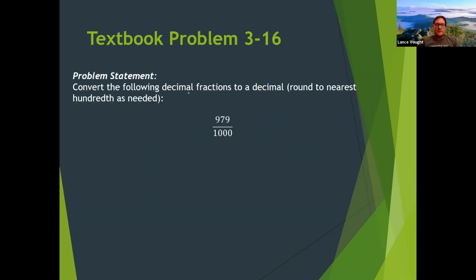So problem 316 says to convert this into a decimal. Well, if you're in a thousands territory, you know that there's going to be 0 point blank blank blank. And if there happens to be 3 numbers, then it's just 979. If you want to round to the nearest hundredth, well, this suggests round up, and then you're at 0.98.